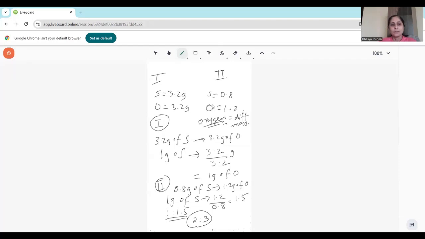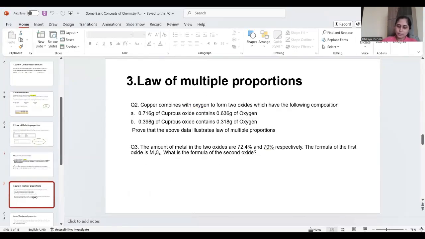One more example of the law of multiple proportion. Here also two cases are given. I'm referring to question number 2. In question number 2, copper combines with oxygen to form 2 oxides. So they have given you the masses. You have to prove it as the law of multiple proportion. So let's check out.